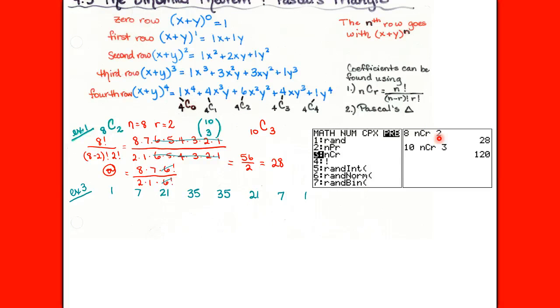All right, try the second one. Try 10C3. So you're going to put in 10, math, arrow over to probability, go down to number 3 or hit the number 3, either one. It'll put nCr on there and then tell it what your r value is and hit enter. Are you getting the 120? Okay.